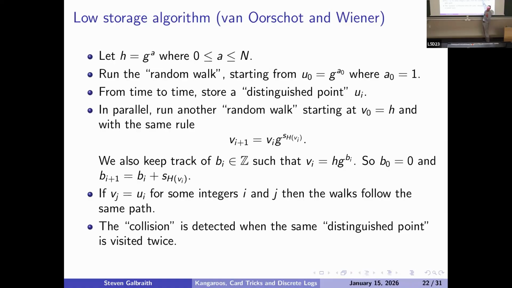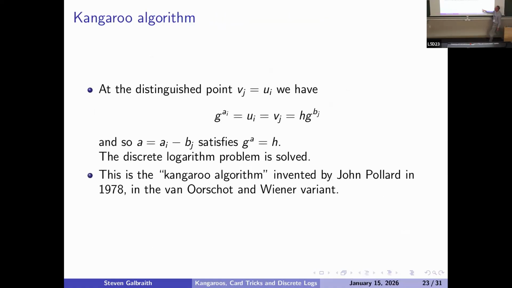The tame kangaroo was always g to the A_i. The wild kangaroo is h times g to the B_i. So again, I start with my wild kangaroo and I do the walk, and every now and then I hit a distinguished point and put a radioactive frog on it. And at some point, I'm going to put a radioactive frog on top of another radioactive frog. And I go, aha, I've been here before. So at that point, where the tame kangaroo and the wild kangaroo have landed on the same distinguished point, I terminate the algorithm. I've got a collision. And that means that I've got some g to the A being equal to h times g to the B. And so I've solved the problem.